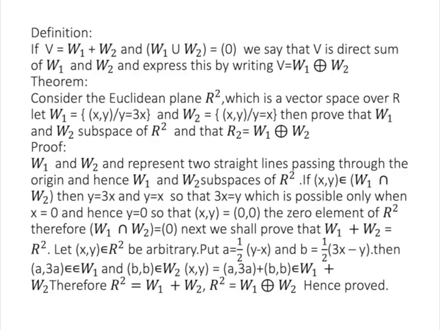Proof, W1 and W2 represent two straight lines passing through the origin, and hence W1 and W2 are subspaces of R2. So, W1 intersection W2, then y equal to 3x, y equal to x, that gives 3x equal to x, which is possible only when x equal to 0. So, x comma y equal to 0 comma 0, the zero element of R square, therefore, W1 intersection W2 is equal to 0. Next, we shall prove W1 plus W2 equal to R2.